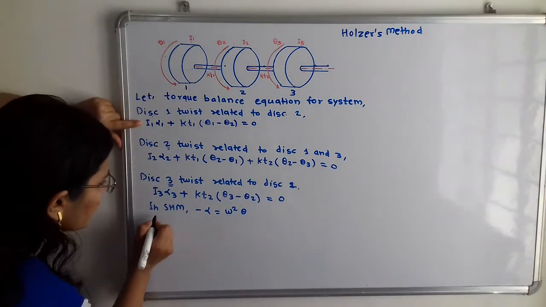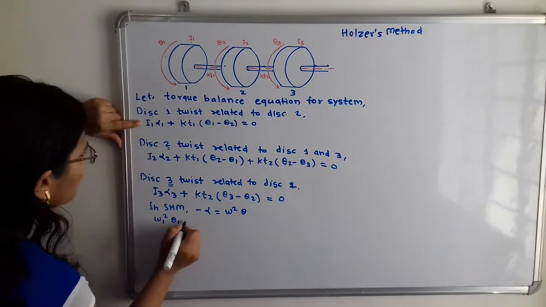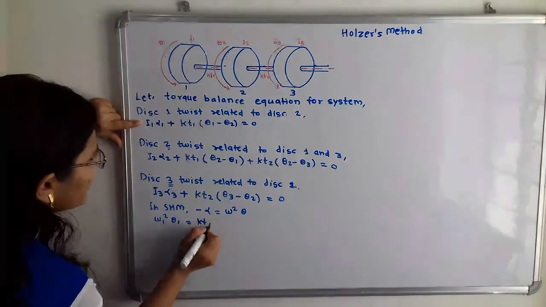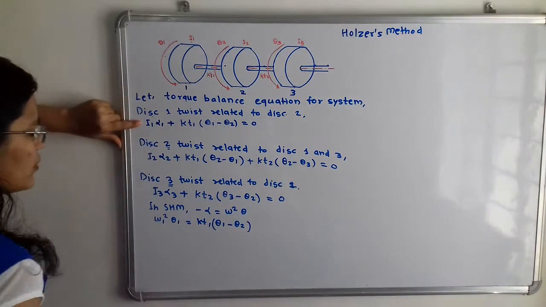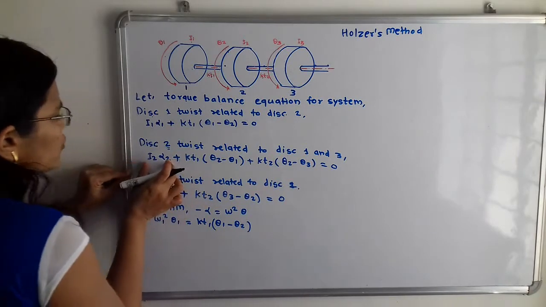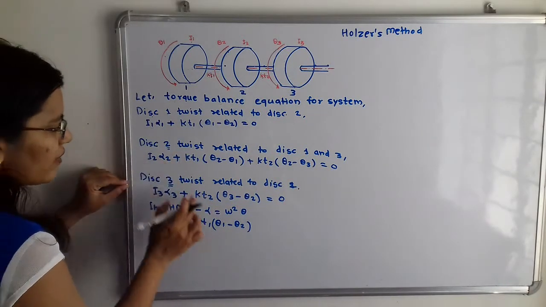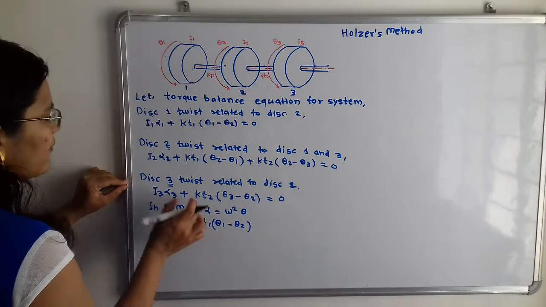So we will write here I1 omega1 square theta1, which is equal to kt1 into theta1 minus theta2. In the same way we have to write the remaining two equations. So I2 alpha2: instead of alpha2 we have to put omega2 square theta2, and it has a minus sign.